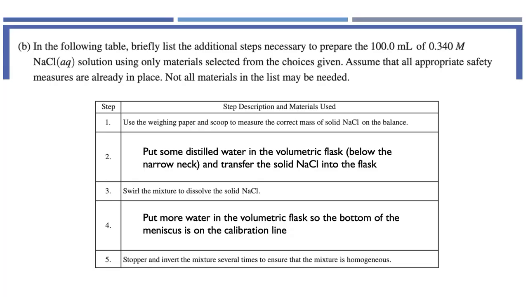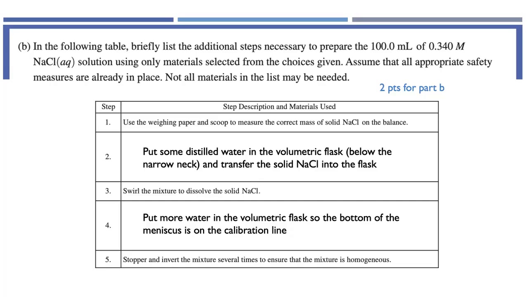And then I'm going to stopper and invert the mixture and ensure that everything's completely dissolved, that I have a homogeneous mixture. Now, my lab chemistry days tell me that in step 4, I don't want to get all the way to the bottom of the meniscus. I actually want to stopper and invert and then add a little bit more if I need to get right on that line. But that's not what the College Board asked, so that's not what we're going to do.